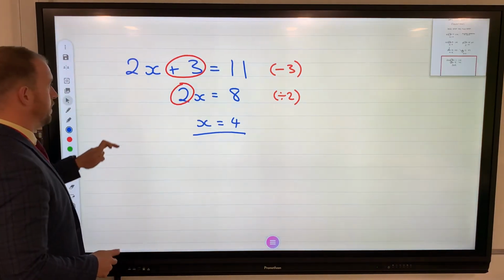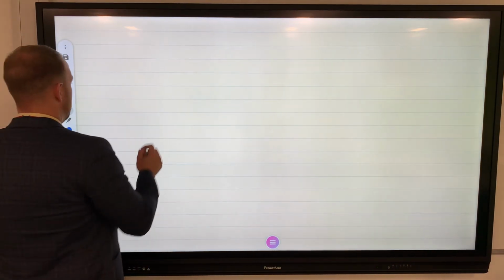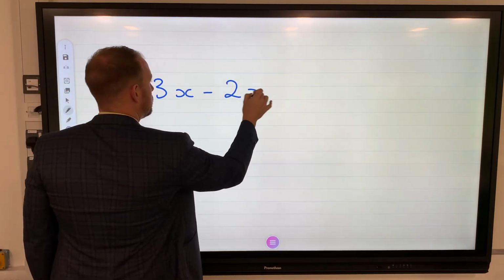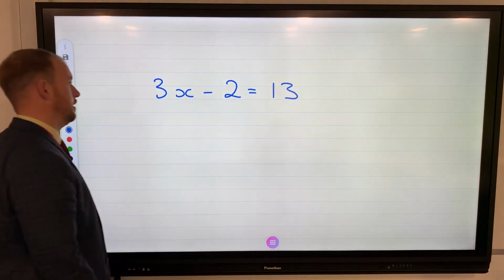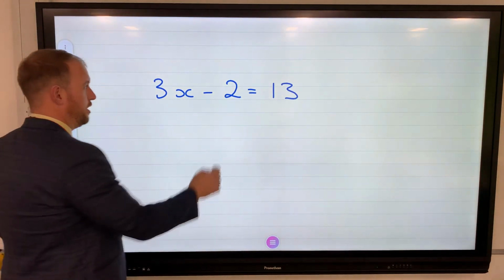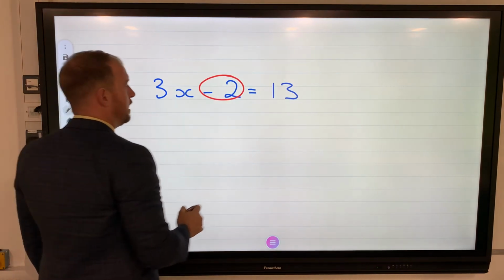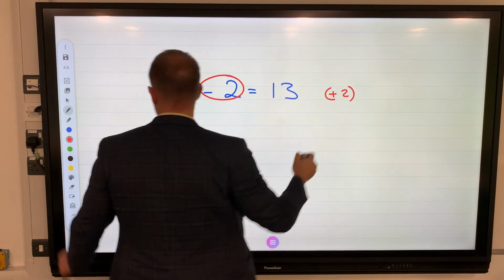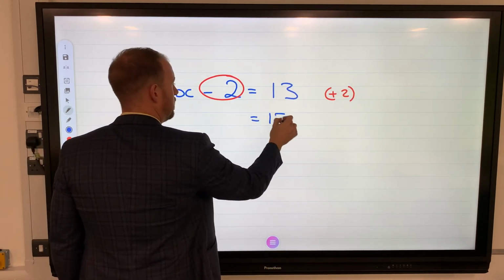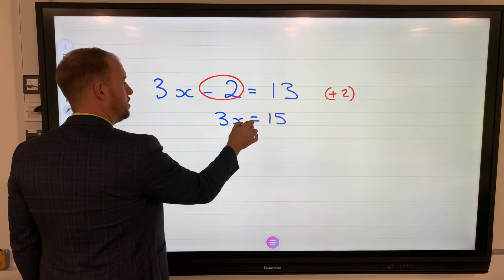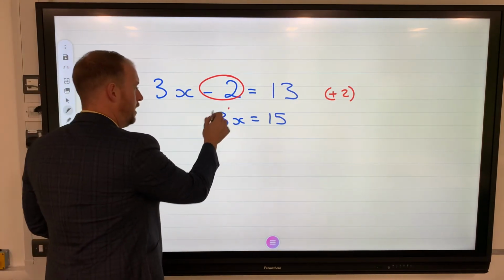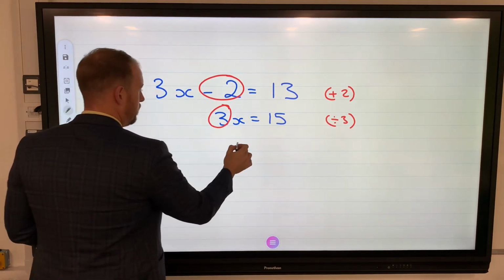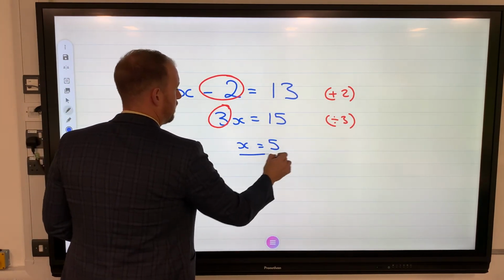Just to show you another one of those, let's have 3x minus 2 to be 13. Inverse operation to solve. Inverse of minus 2 would be to plus 2. 13 plus 2 is 15. 3x hasn't changed yet. Remember, one thing at a time. We know that means times, so we're going to divide by 3, which means x then is 5.